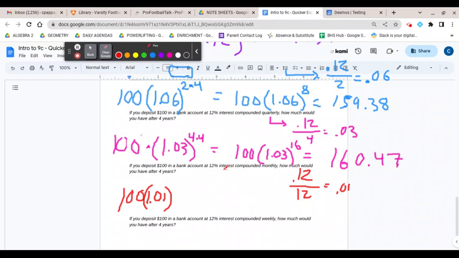12% interest compounded monthly. So what happens is there's 12 months in a year. There's 4 years. So we're going to raise that to the 12 times 4 power, which is a 48th power. So you're going to have 100 times 1.01 to the 48th power. That's going to give us $161.22.